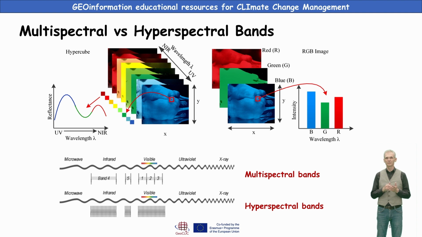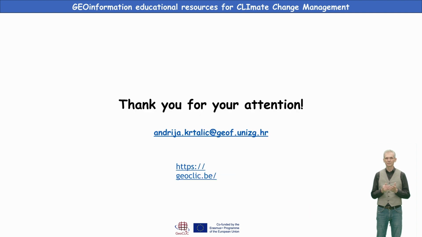The differences in spectral resolution and number of spectral channels are illustrated on this slide. Once again, multispectral images have a worse spectral resolution and a smaller number of channels, about 20. And hyperspectral images have a better spectral resolution and a much larger number of channels, which can be over 200. It depends on the sensor.